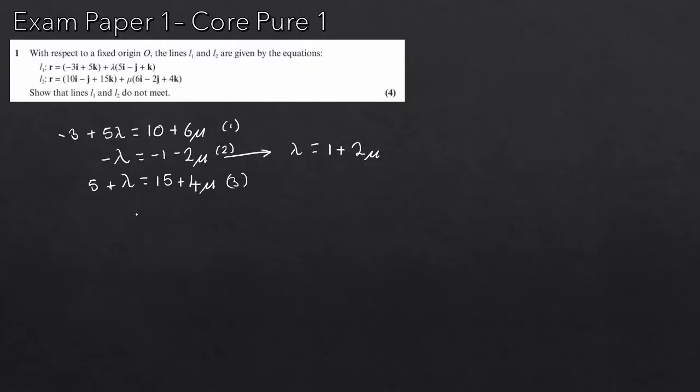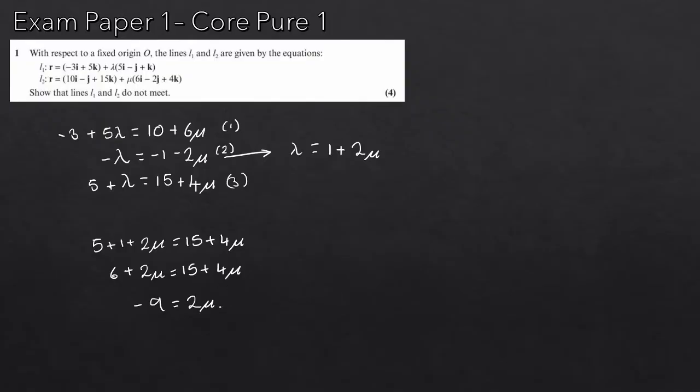Okay? So, 5 plus lambda, well, lambda is 1 plus 2 mu, so this becomes 5 plus 1 plus 2 mu is equal to 15 plus 4 mu. Now we've just got to solve, so this would be 6 plus 2 mu is equal to 15 plus 4 mu. So now if we solve this, I'm going to take 2 mu onto this side and then take the 15 across. So 6 minus 15, that gives me minus 9. And then 4 mu minus 2 mu gives me 2 mu.